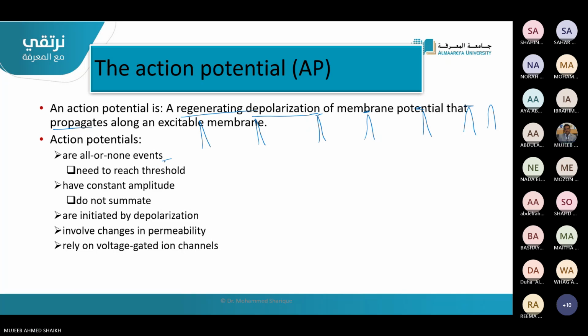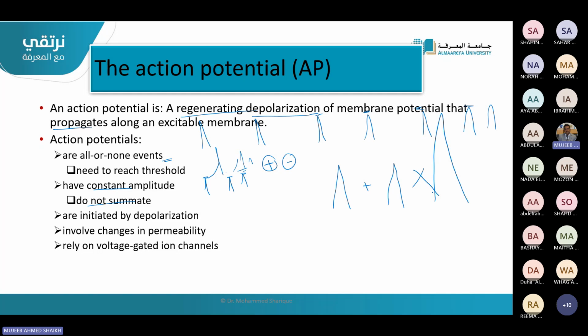All or none. All or none means when threshold is reached, there will be an action potential. If threshold is not reached, there cannot be a small or big action potential. It is either present or absent. All the amplitudes are constant, same height. They cannot be added together. You cannot say this is one action potential and this is another, and if you join them together there will be a big action potential. No, this is not possible. So they cannot be added together.